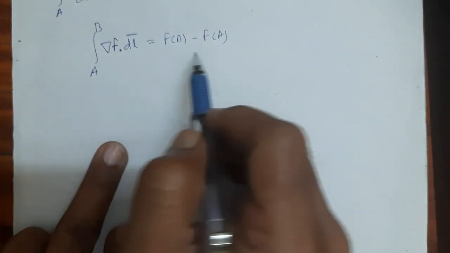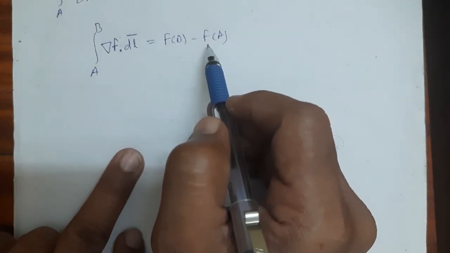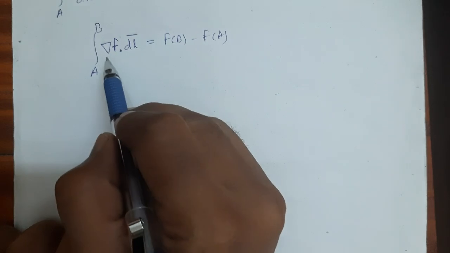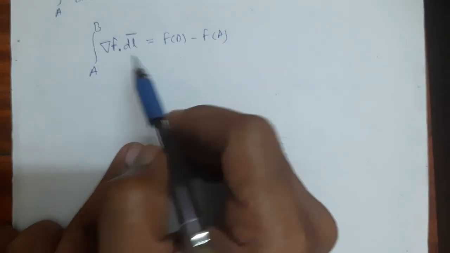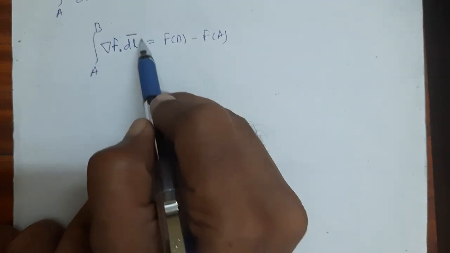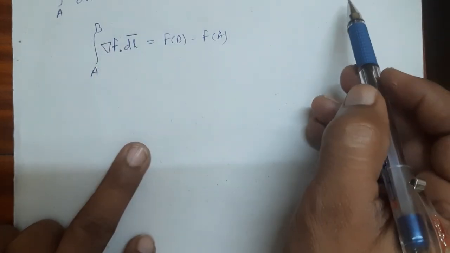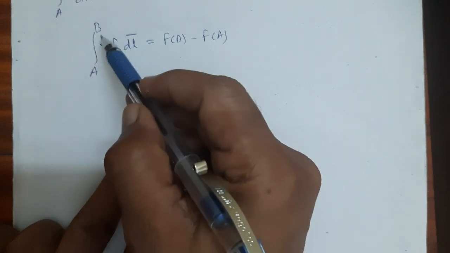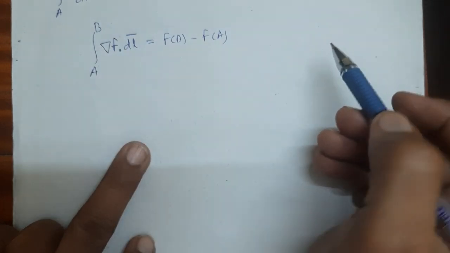Now this is known as the fundamental theorem for gradient. Now you are aware of how to find the gradient of a scalar function. You are aware of how to find the line integral from a certain point a to point b. Now here we will have to consider the coordinates with all 3 variables, that is x, y and z.